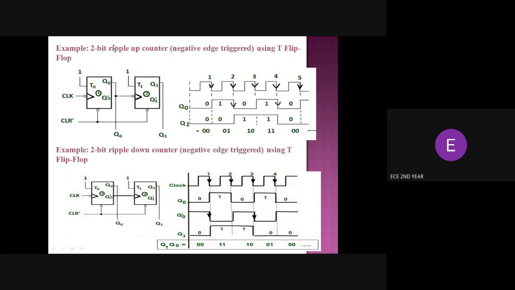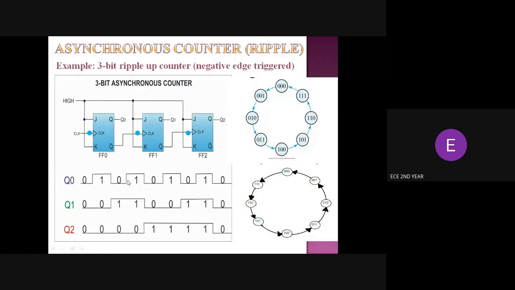Here I have given two examples of a 2-bit ripple up and down counter using T flip-flop. If it is mentioned in your exam that you should draw the circuit of a 2-bit ripple up counter using T flip-flop, then T flip-flop means what? J and K both 1, which means toggling. So T is given as 1. It is the same thing.